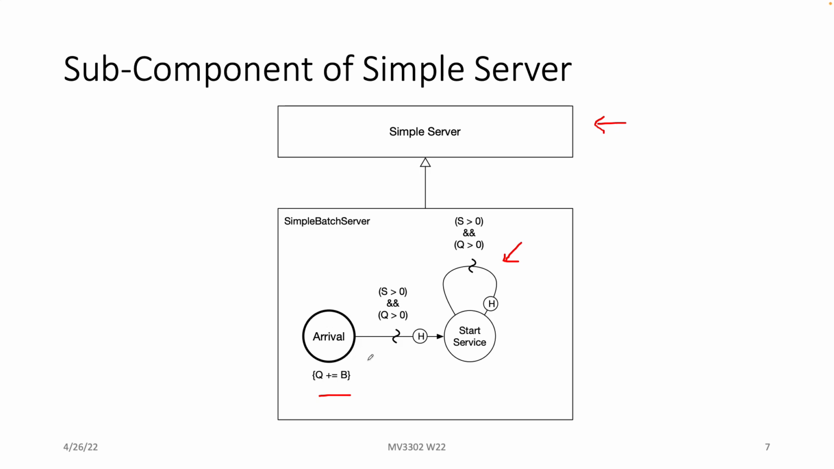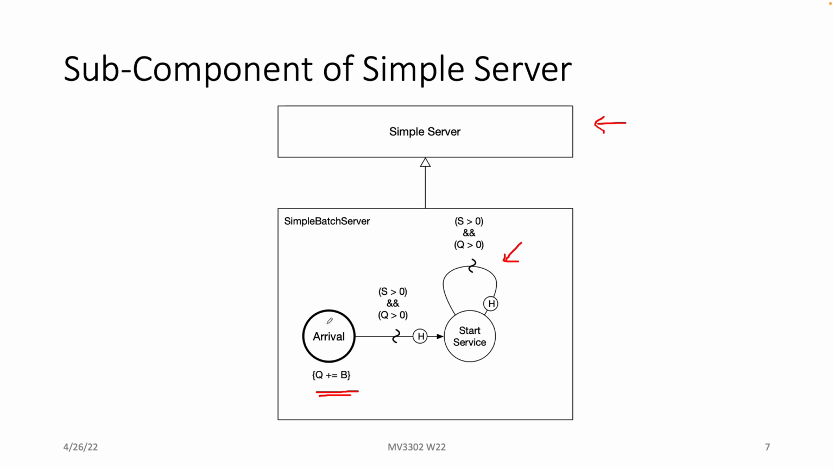Notice the arrival has a heavy border, which means that this arrival is not going to do the superclass one. And we need to do that because our state transition is going to be different. We don't want the state transition in the simple server component. We want this state transition. So instead of incrementing queue by one, we need to increment it by the batch size. That's completely different. And so we completely override the arrival event in the simple server and change the condition.